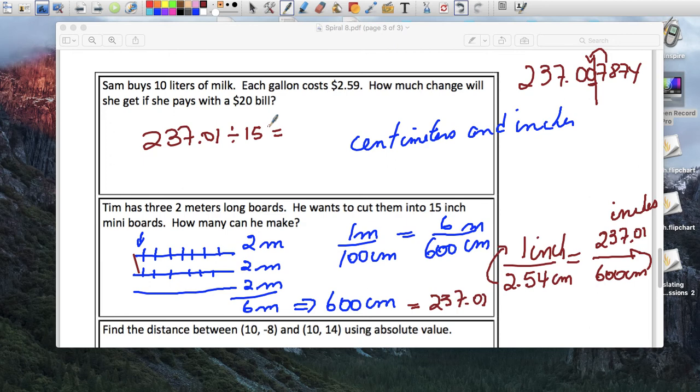237.01 divided by 15 is, and I have a decimal answer, 15.8. So definitely 15 mini boards for sure. Can I make a 16th board? Almost, but I can make 15 for sure. Okay, quite a lot of work for this problem.